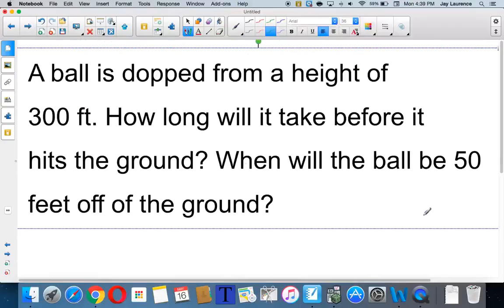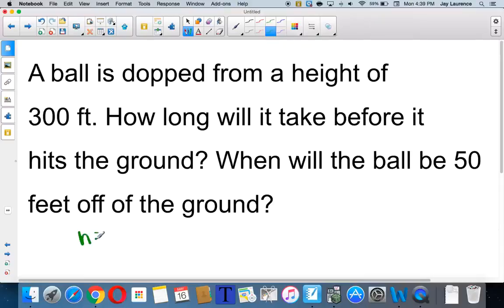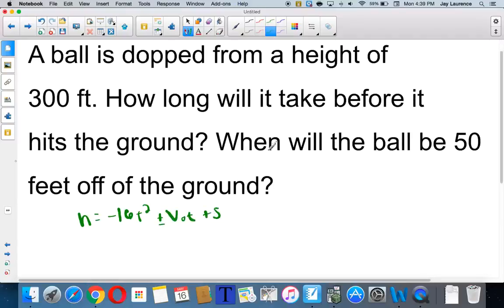Here's a story problem. A ball is dropped from a height of 300 feet. How long will it take before the ball hits the ground? When will the ball be 50 feet off the ground? Well, to do a problem like this, I need h equals negative 16 t squared plus or minus v sub o t plus s. All right, and the initial velocity, since it's being dropped, v sub o is 0. Starting height is 300 feet, so s is 300.